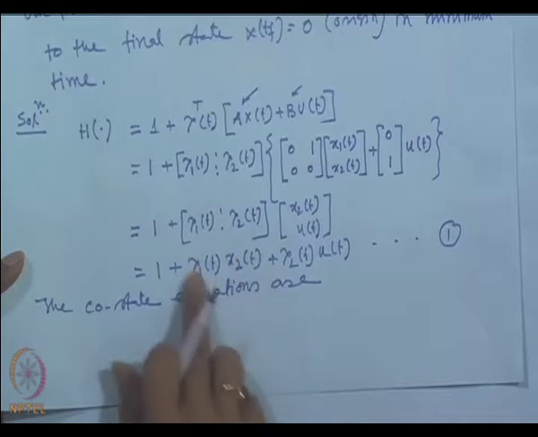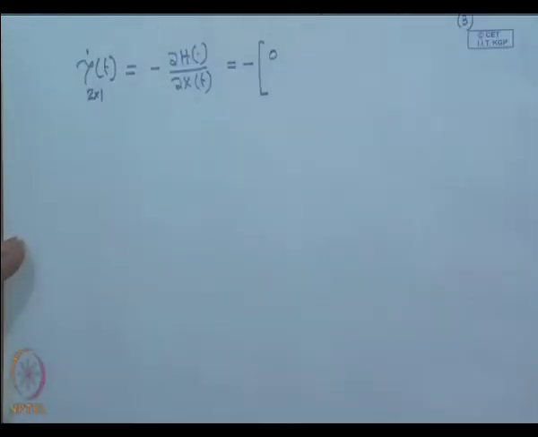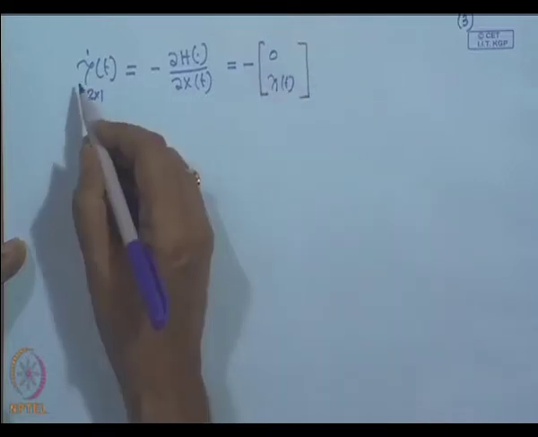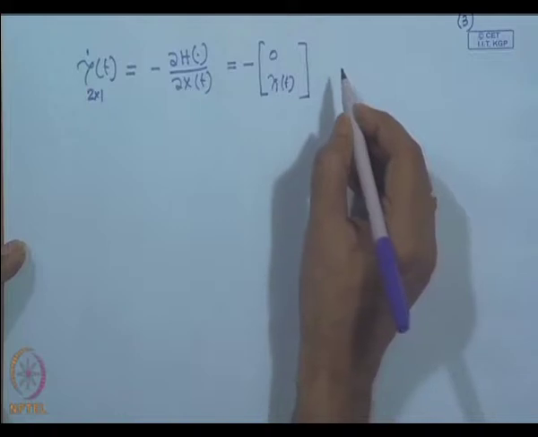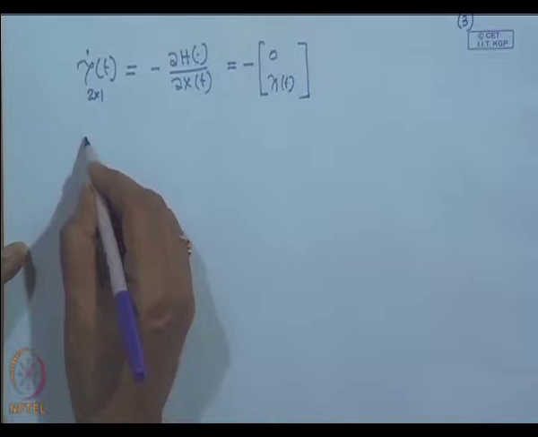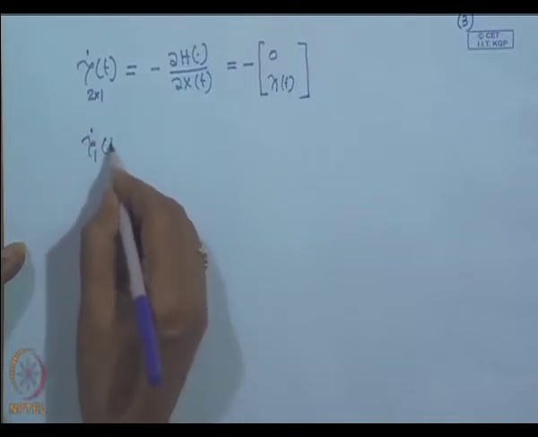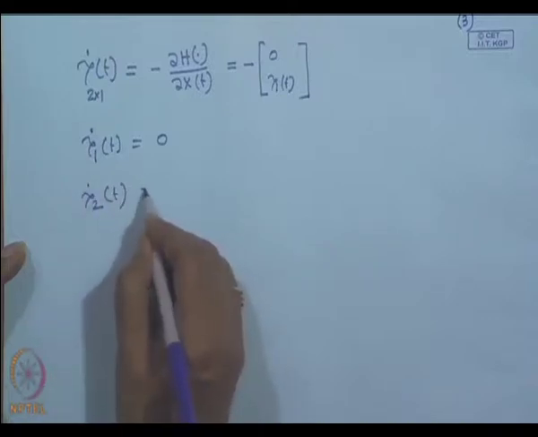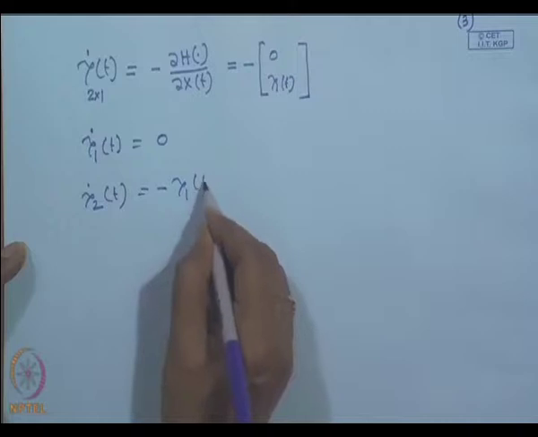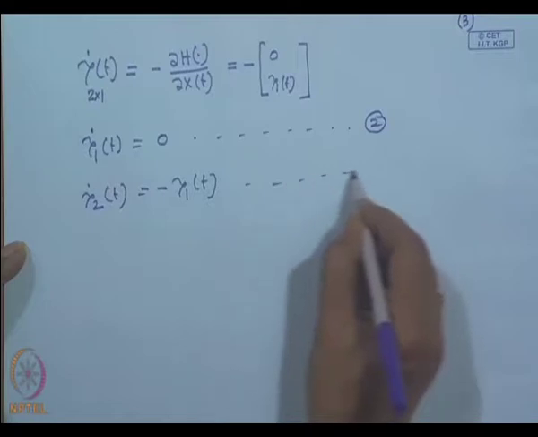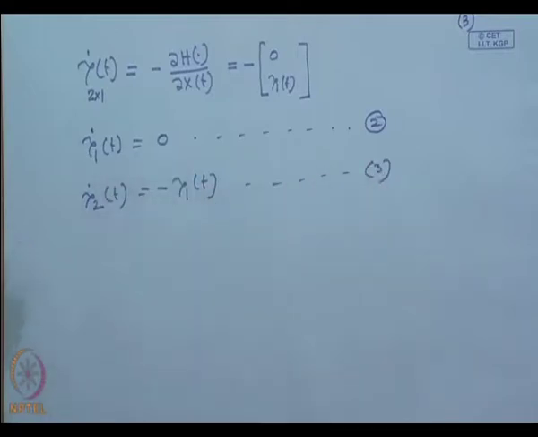So, this is the only term there. So, it is lambda 1 of t. The co-state vector expression has two components: lambda 1 dot is equal to 0, and lambda 2 dot is equal to minus lambda 1 of t. Let us call these equation 2 and equation 3. We can easily solve equations 2 and 3.